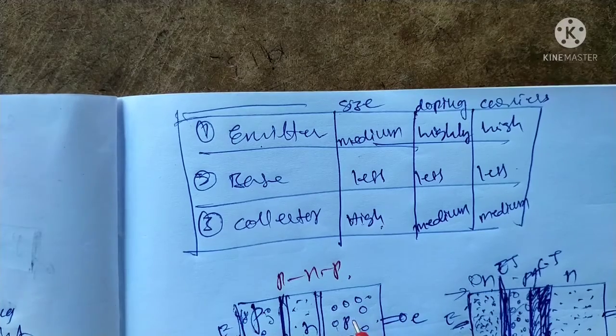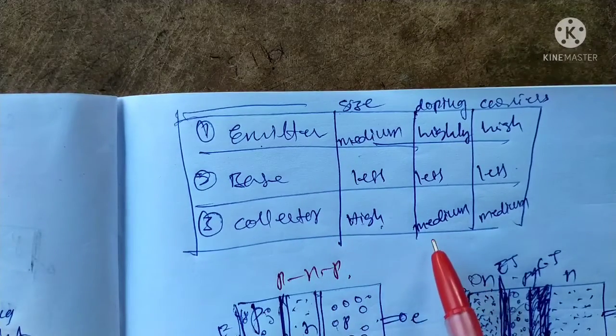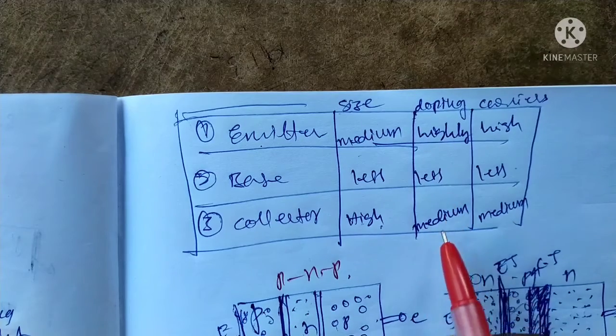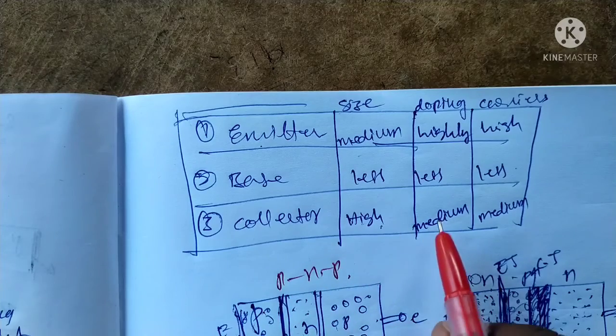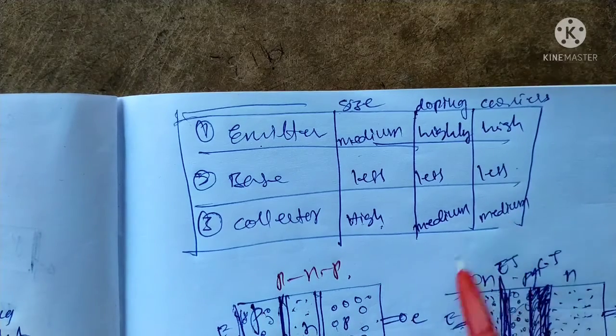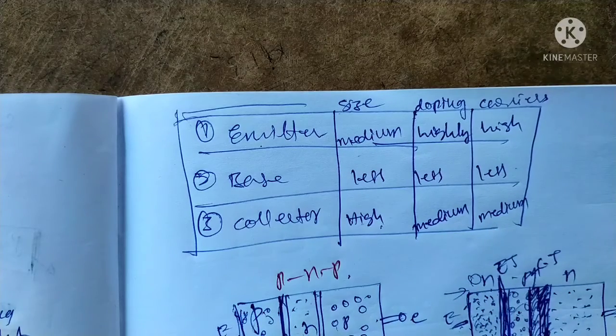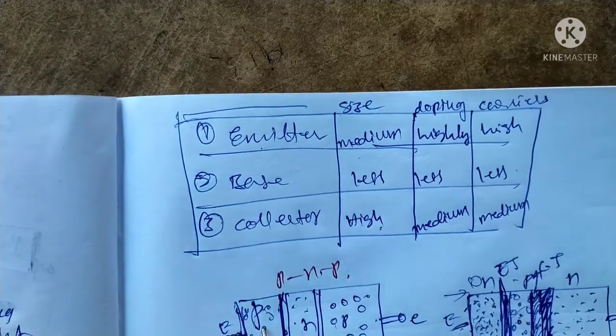The collector is large compared to the base and emitter, and its doping concentration is medium, above the base and below the emitter. Its charge carrier concentration is also medium, above the base and below the emitter. The emitter has the most charge carriers.